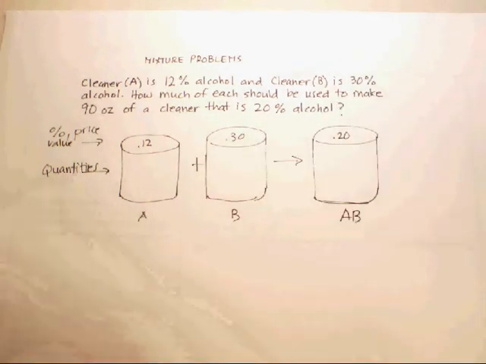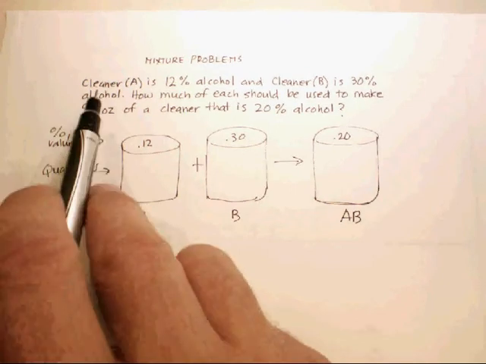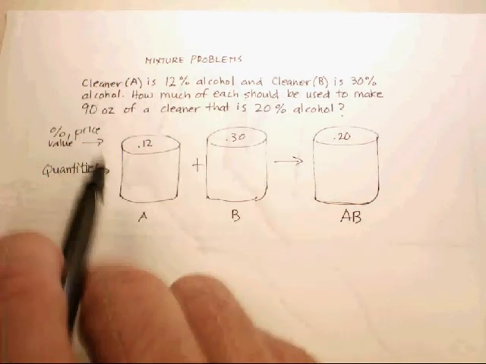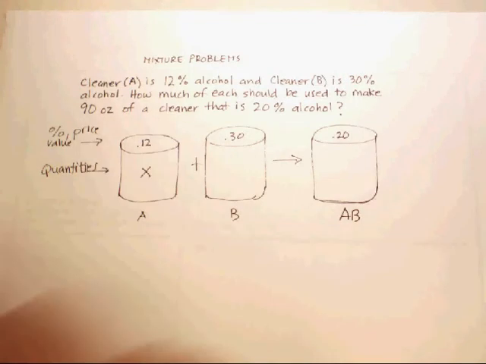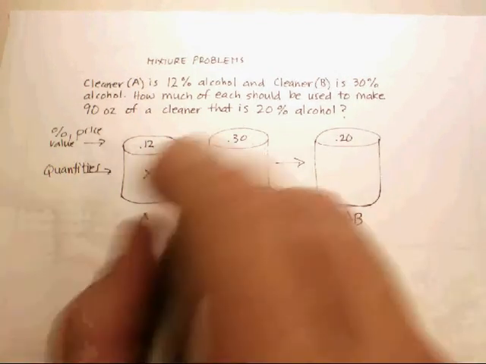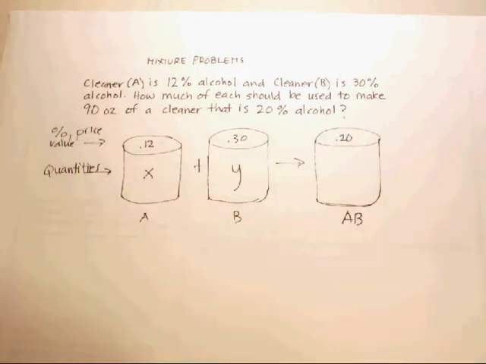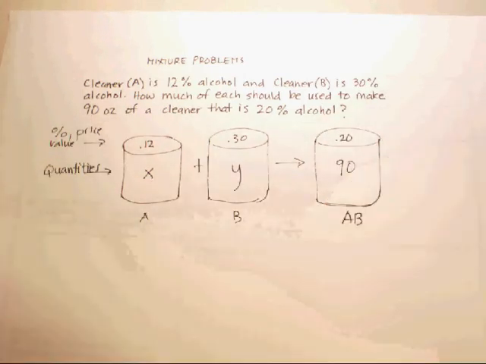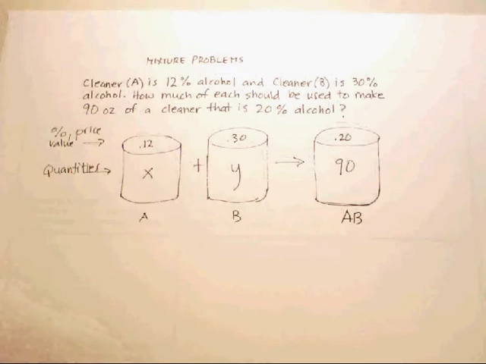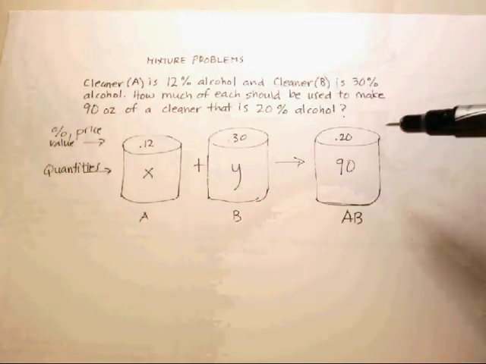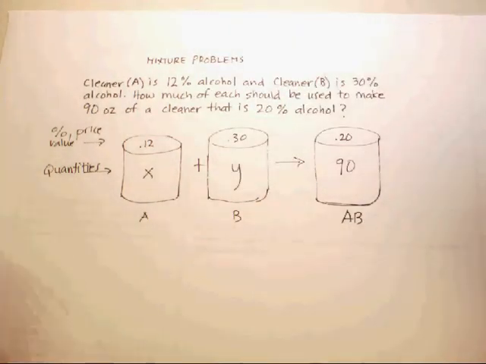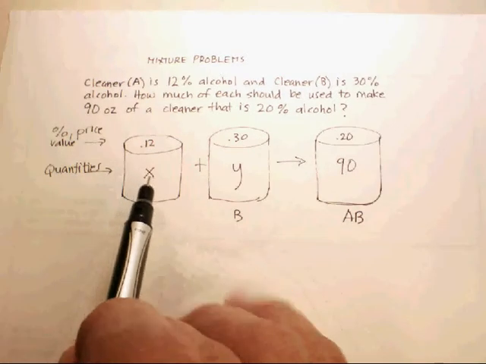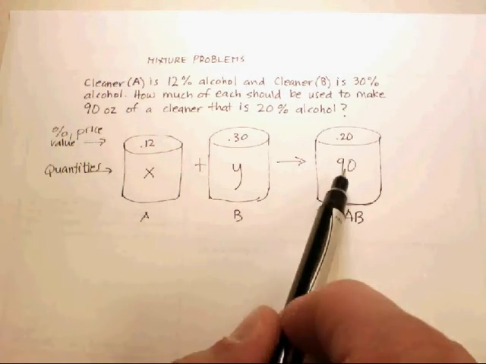Now the quantities. It says how much of each. How much of A? I don't know A, so I'm going to call it X. How much of B should I use? I don't know that one either, so I'm going to call it Y. To make 90 ounces, so I'm going to put that right there. Now from that information, I have just set up my two equations. Now let's think about that. The first one is sitting there right in front of us. X plus Y equals 90.